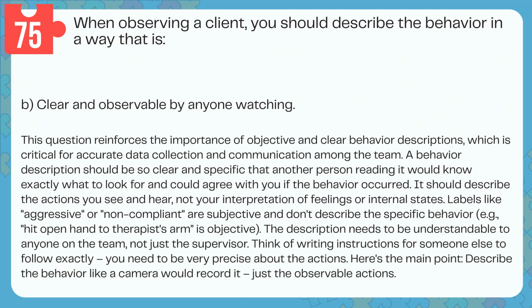This question reinforces the importance of objective and clear behavior descriptions, which is critical for accurate data collection and communication among the team. A behavior description should be so clear and specific that another person reading it would know exactly what to look for and could agree with you if the behavior occurred. It should describe the actions you see and hear, not your interpretation of feelings or internal states. Labels like aggressive or non-compliant are subjective and don't describe the specific behavior. Example, hit open hand to therapist's arm is objective.